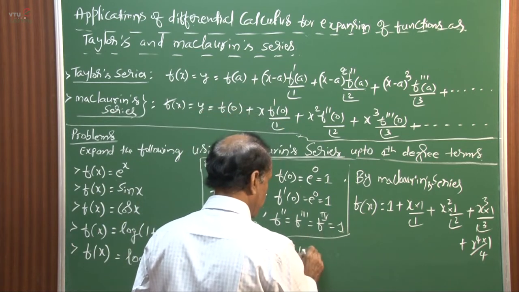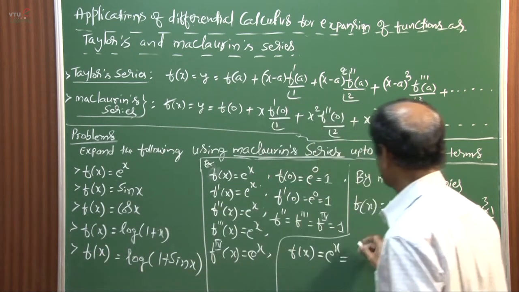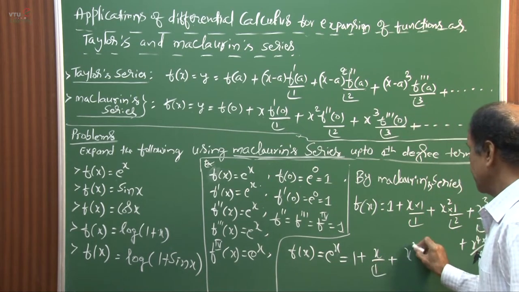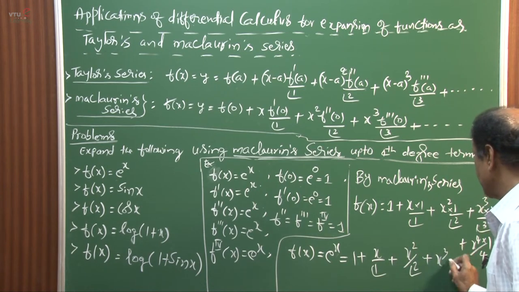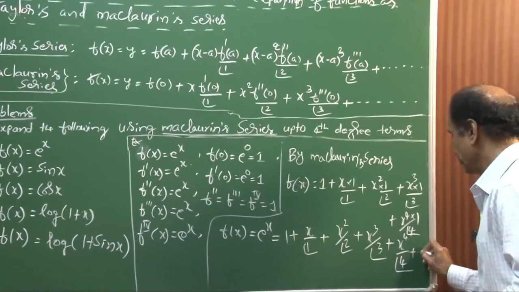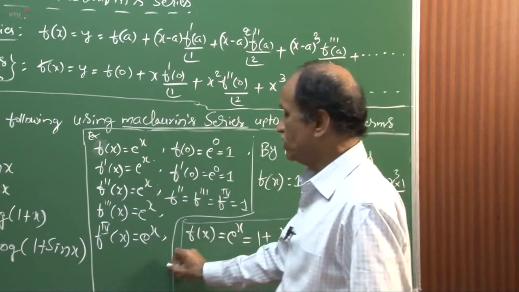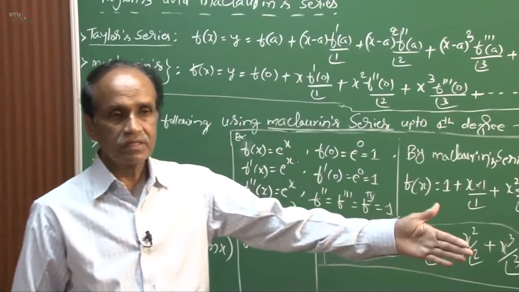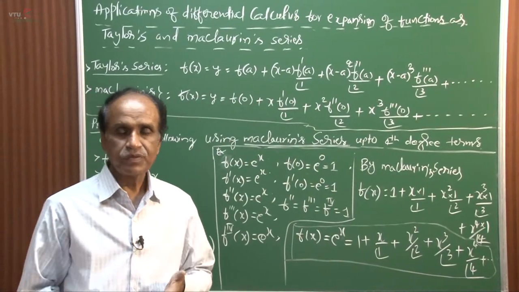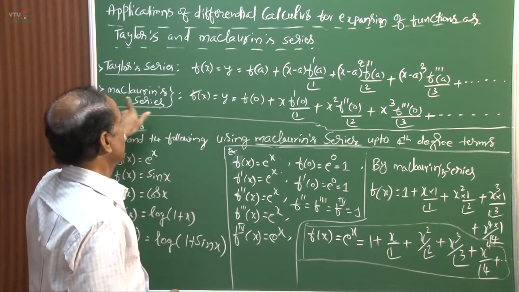that f(x) is the given function, f(x) equal to e to the power x. That is equal to 1, and after final simplification I am writing, plus x by 1 factorial plus x square by 2 factorial plus x cube by 3 factorial plus x to the power of 4 divided by 4 factorial and so on. This is your standard formula for the exponential series. So wherever you come across the series expression for the exponential term, immediately they will write it. But from where did you get it, how did you write that series exactly in this form? That is the contribution or utilization of Maclaurin's series.